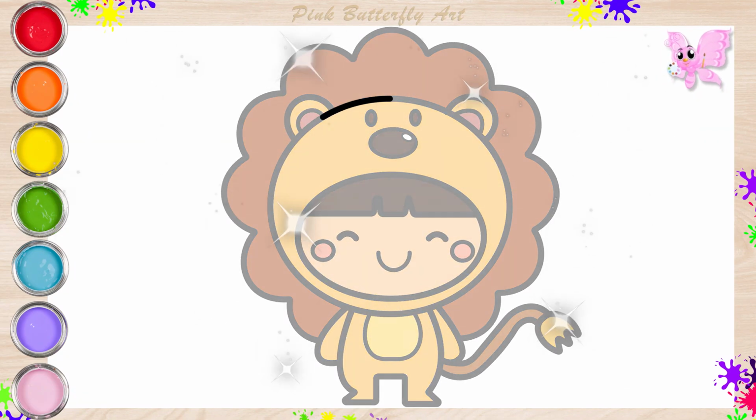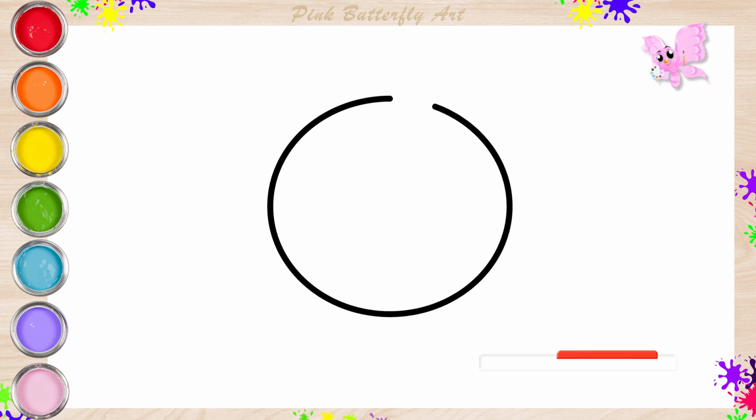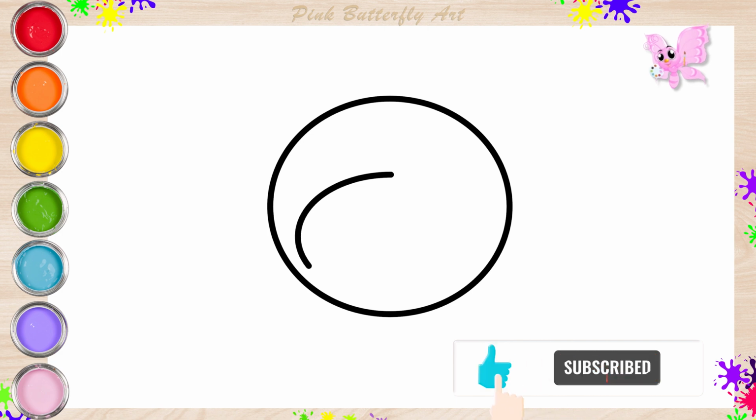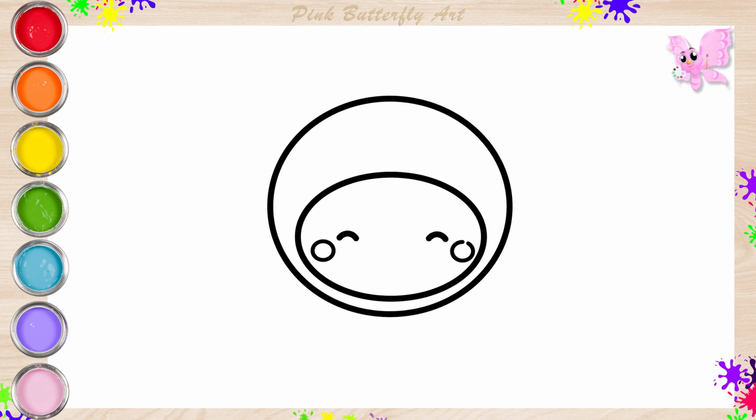Let's draw a costume lion today. Let's begin by drawing the shape of its head. Next, the eyes and cheeks. Let's draw the lips and hair.